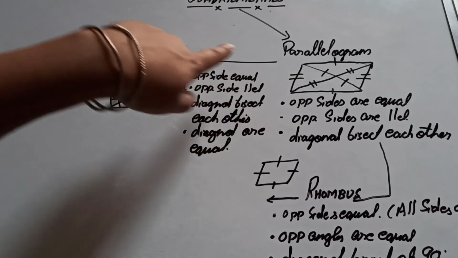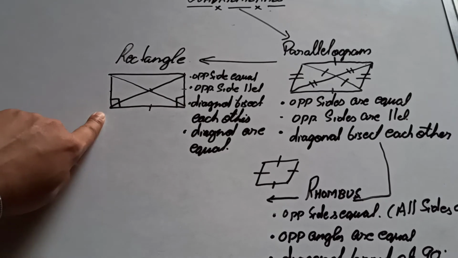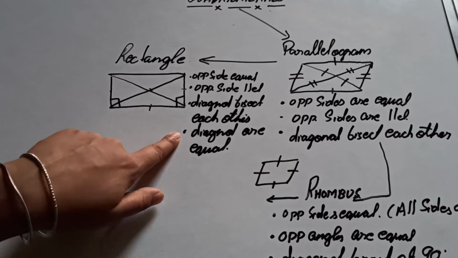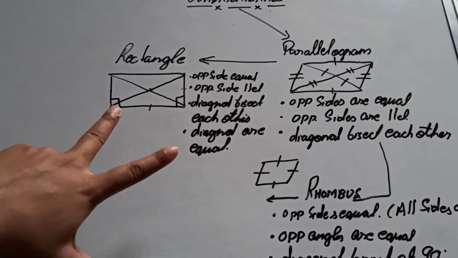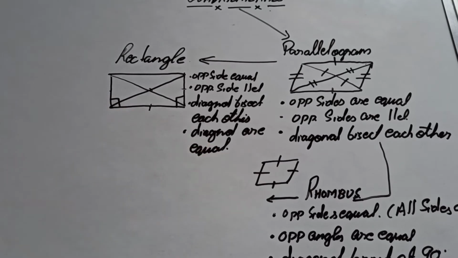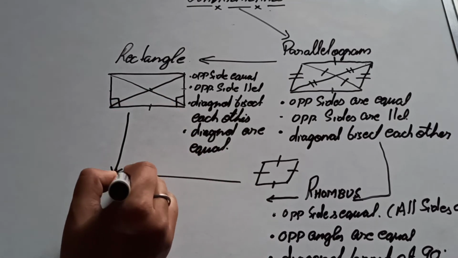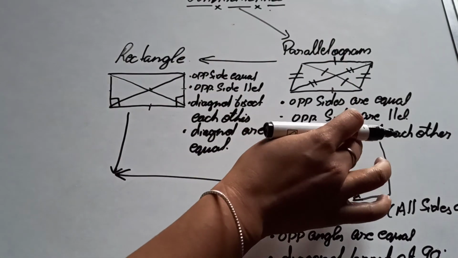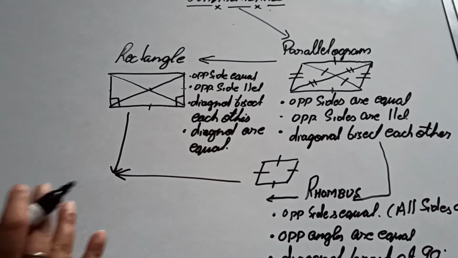A rectangle has all angles 90 degrees. It is a special case of a parallelogram and has all the properties of a parallelogram. Along with that, the diagonals of a rectangle are equal. Now combining the properties of the rectangle and rhombus, we have one more figure that we call a square. A square has all the properties of a parallelogram, all the properties of a rectangle, and all the properties of a rhombus.